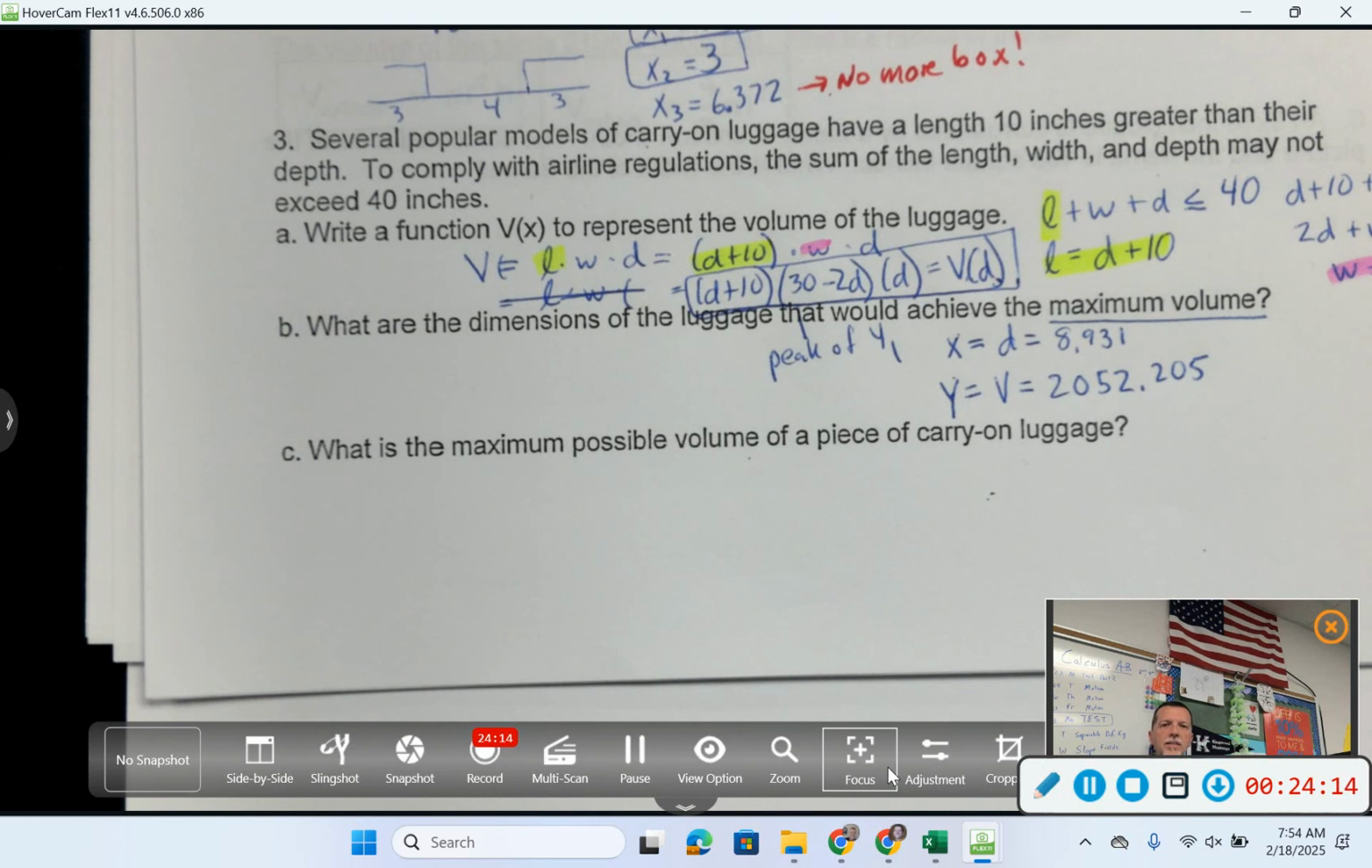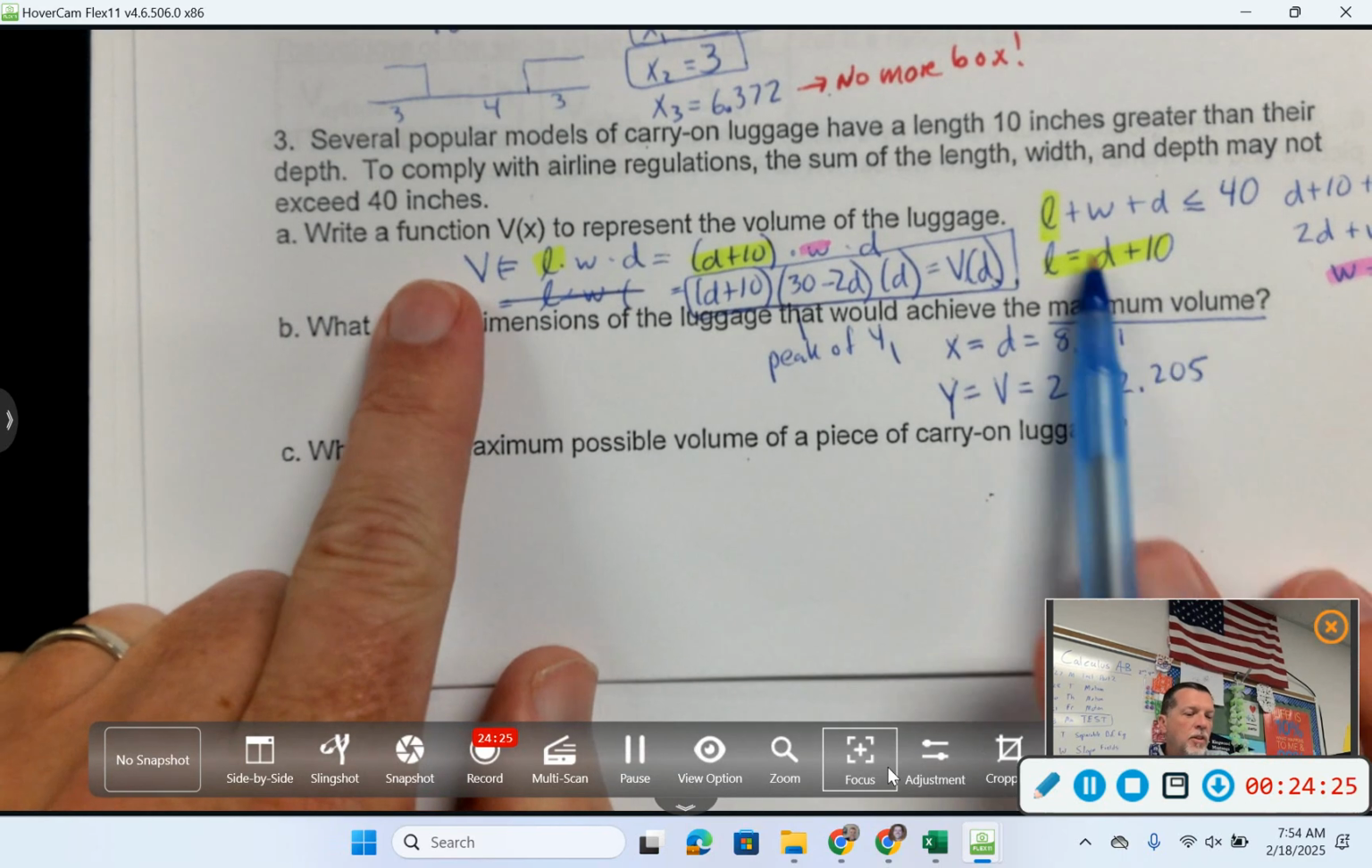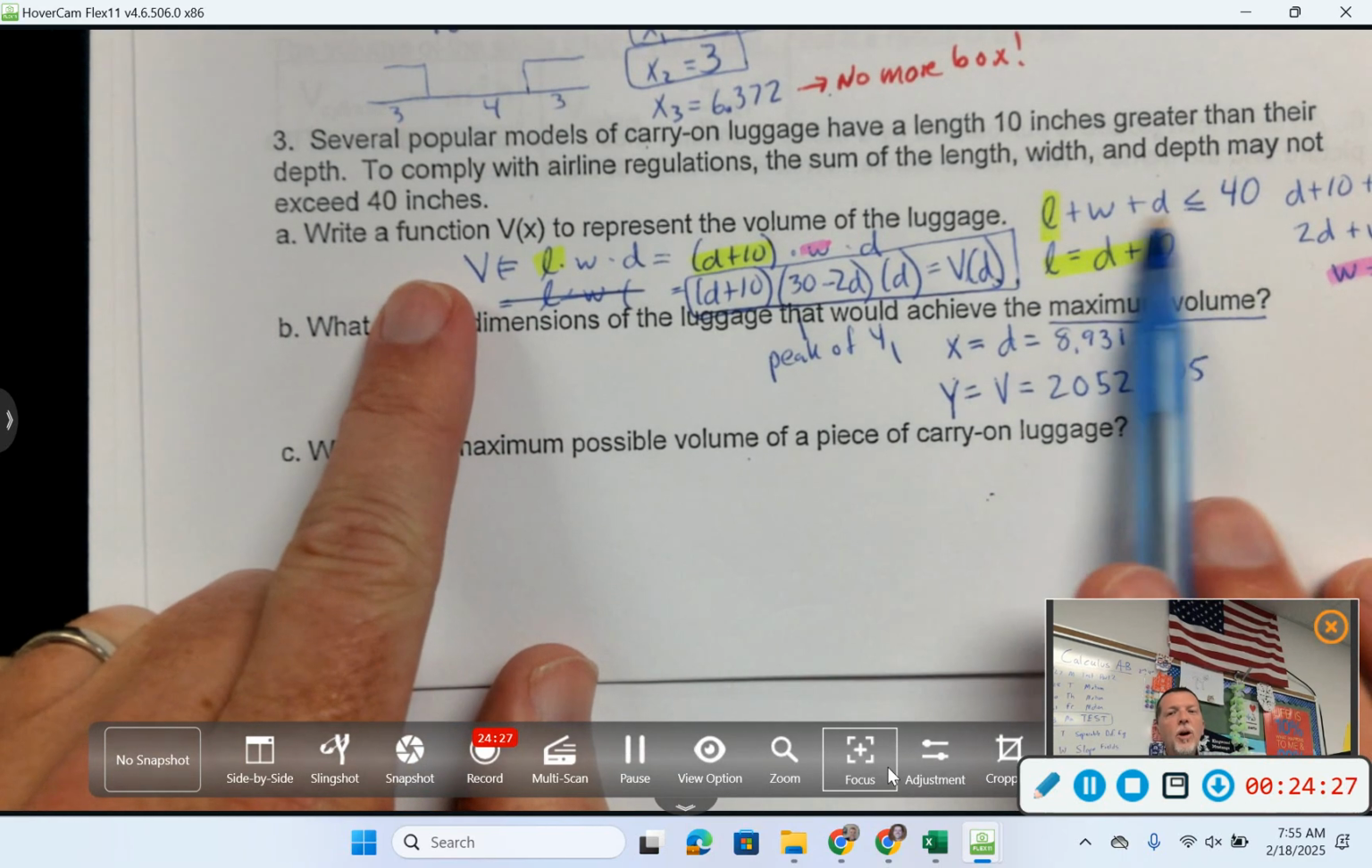And then let's make sure we answer the right question. What did you say, Jack? I think that 2,000 something, that's the value. It's a little bit more than 40. Well, the 40 wasn't the volume. The 40 was the sum of the dimensions. So we're okay with that.